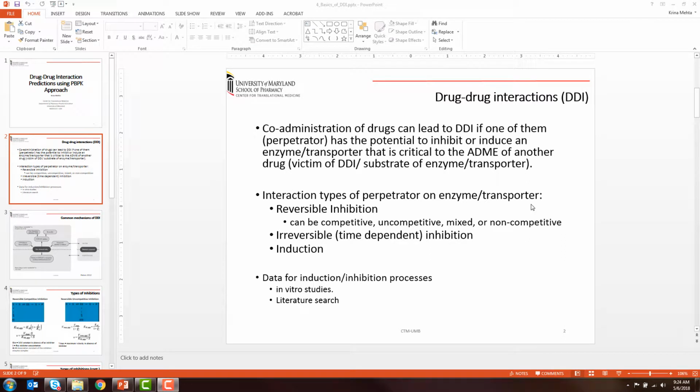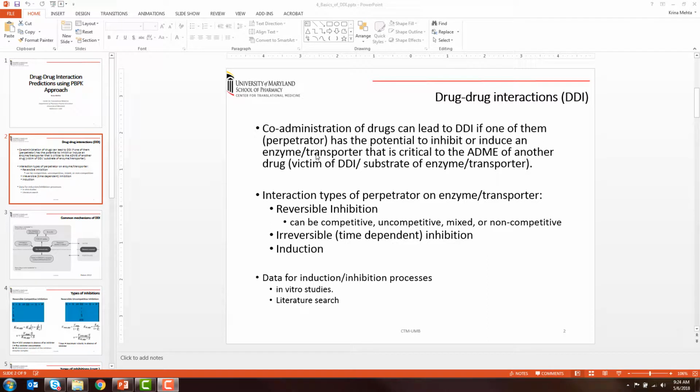Hello everyone, welcome back. In this video, we will learn about some drug-drug interaction related terminology and we'll also touch base on some concepts about the enzyme or transporter inhibition and induction. So pharmacokinetic drug-drug interactions can occur when one drug has a potential to inhibit or induce an enzyme or transporter that is critical for the pharmacokinetics of some other drug, and when these two drugs are co-administered.